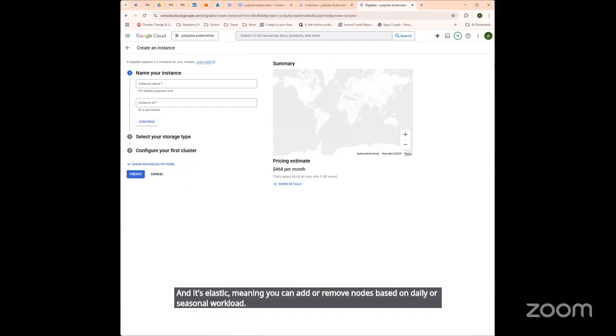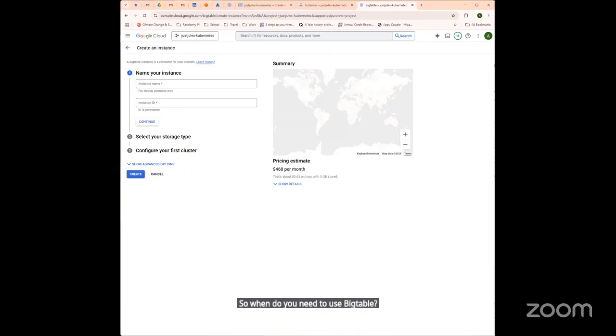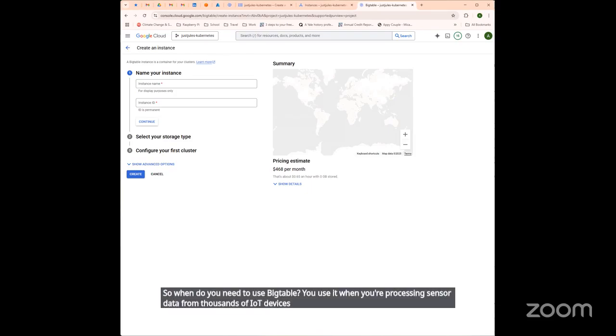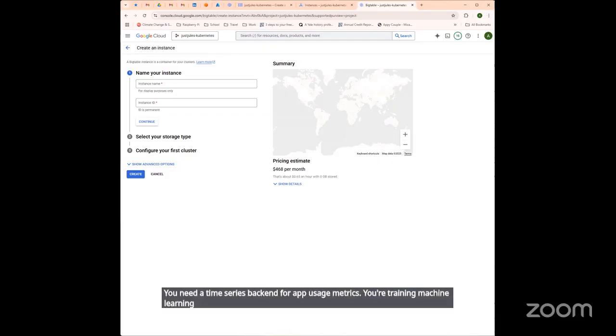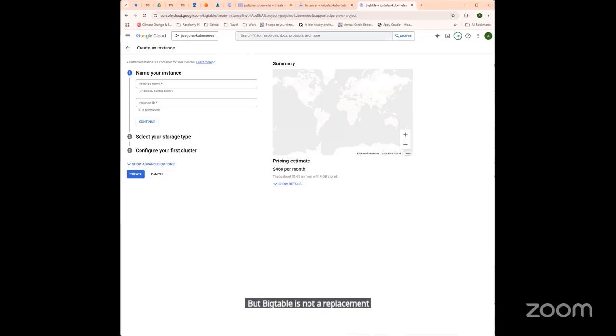So when do you need to use Bigtable? You use it when you're processing sensor data from thousands of IoT devices, those Internet of Things. You're running real-time bidding engines. You need a time series backend for app usage metrics. You're training machine learning models and storing sparse feature vectors. And you want to analyze logs or click streams at massive scale. But Bigtable is not a replacement for a relational database like Cloud SQL or Spanner.